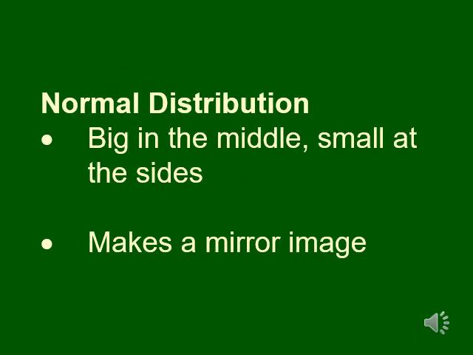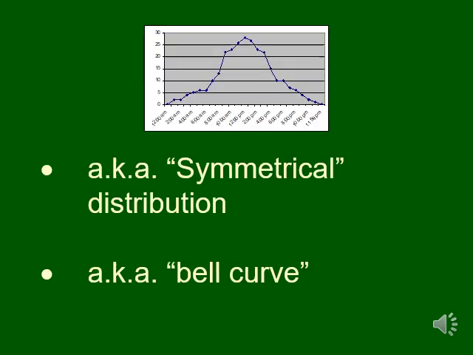The third one, and it's by far the most important of the types of distributions, is a normal distribution. Here's where you really might want to put a big star down on your notes. Normal distribution, it's big in the middle and small at the sides. It has a hump just like a skewed distribution, but this time it's going to tail off both ways. And it ends up coming close to making a mirror image. We sometimes call that a symmetrical distribution because it is close to being the same on both sides.